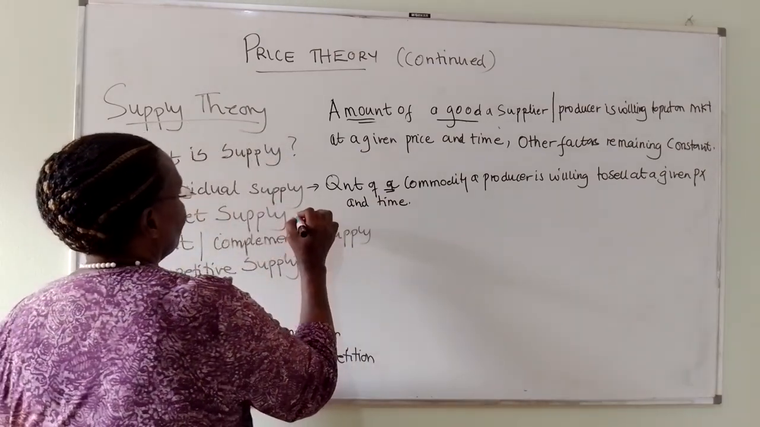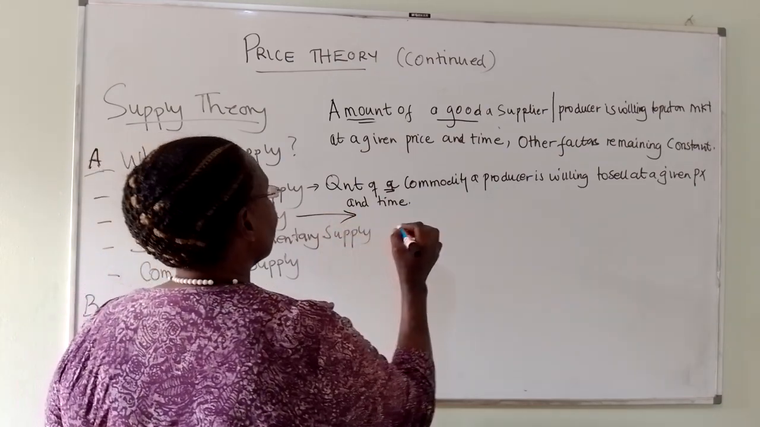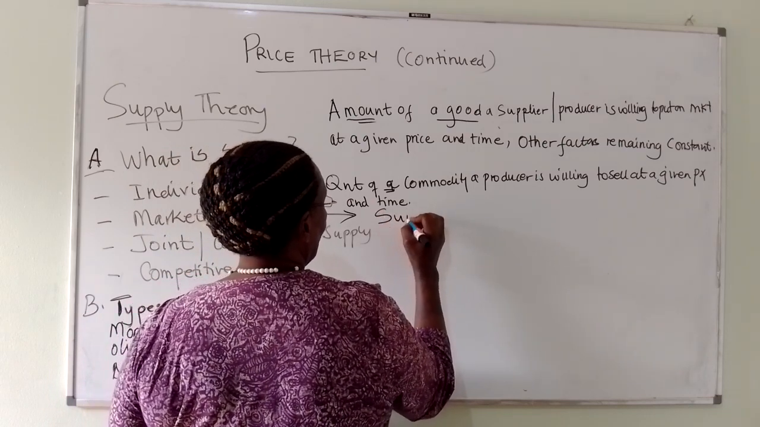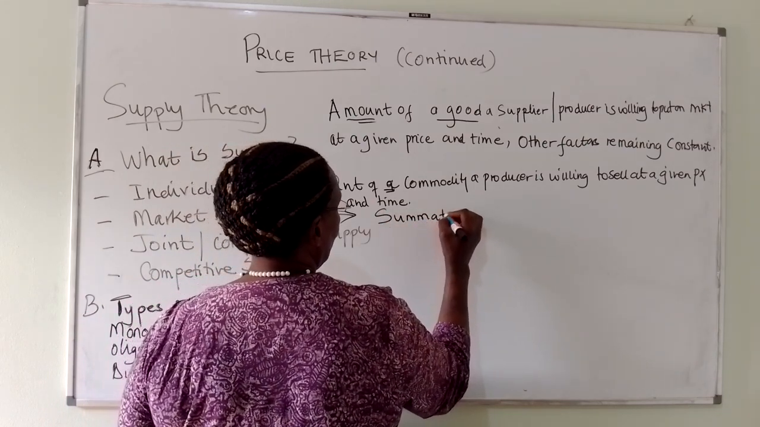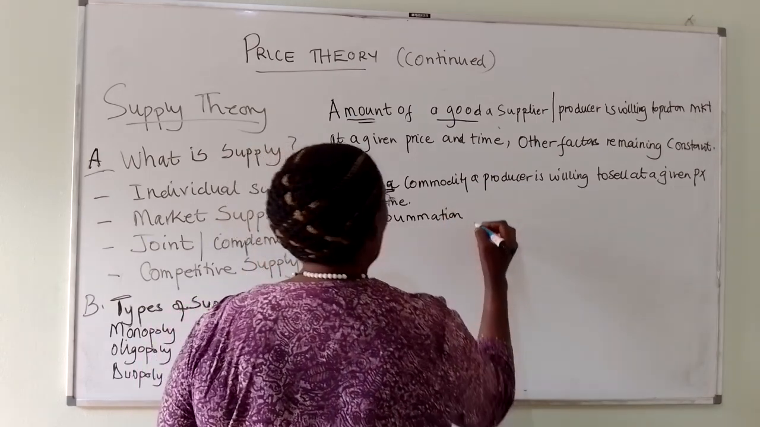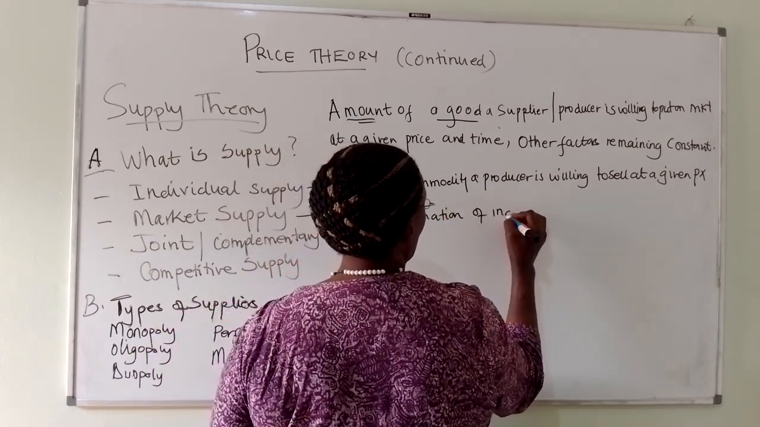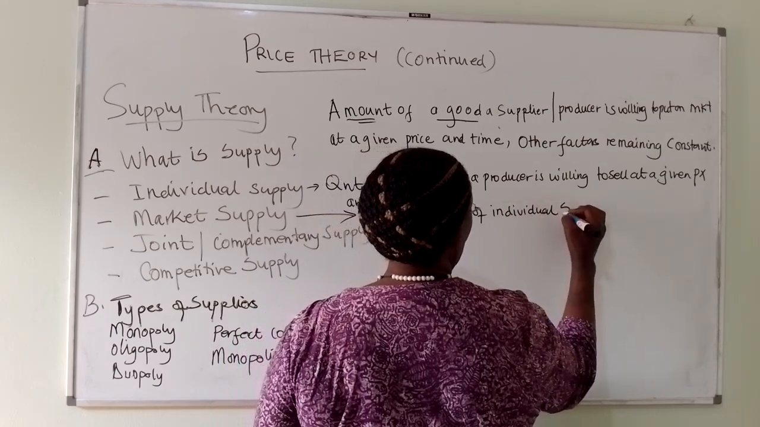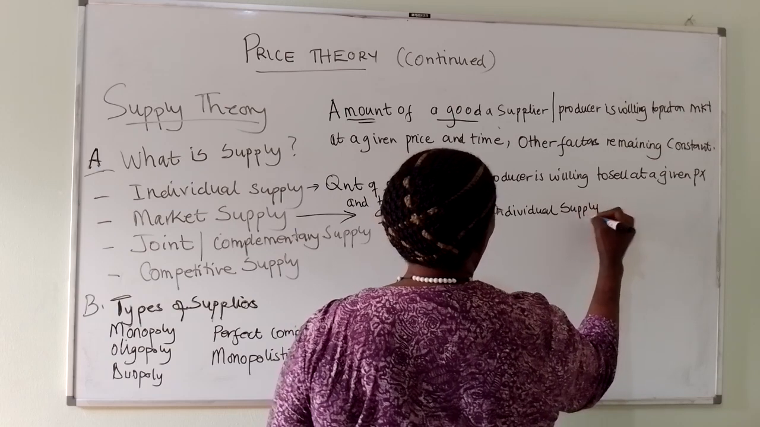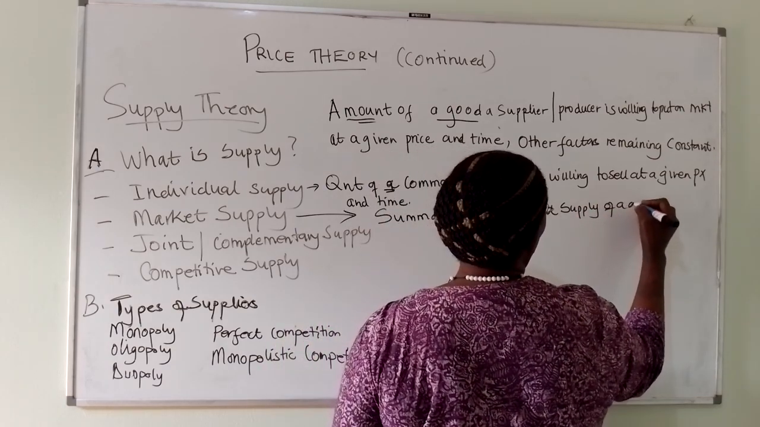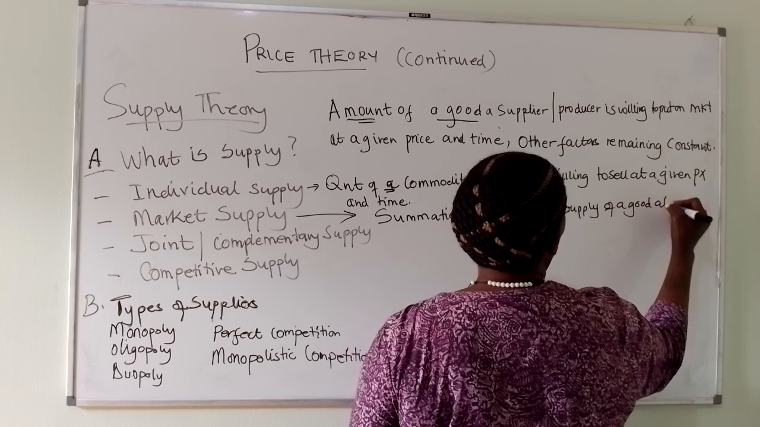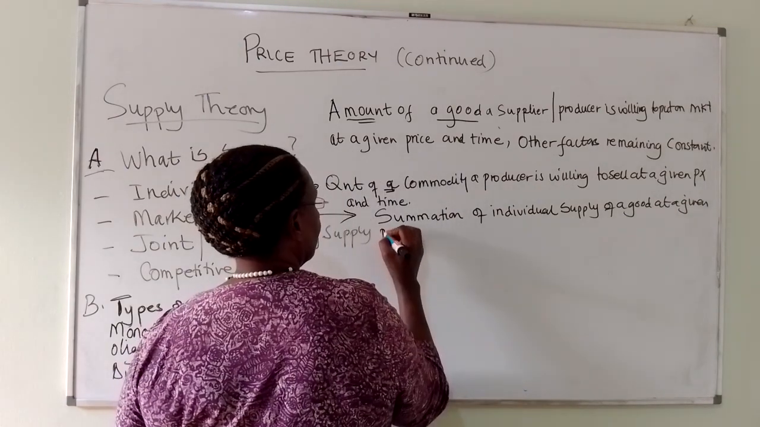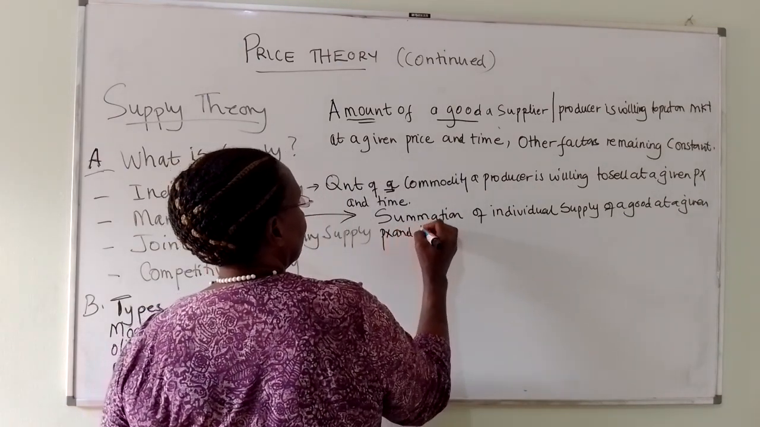But when you move away from the individual, you go to the aggregate, and that is what we call market supply. So this is the summation, or adding together, of individual supply of a good at a given price and time.